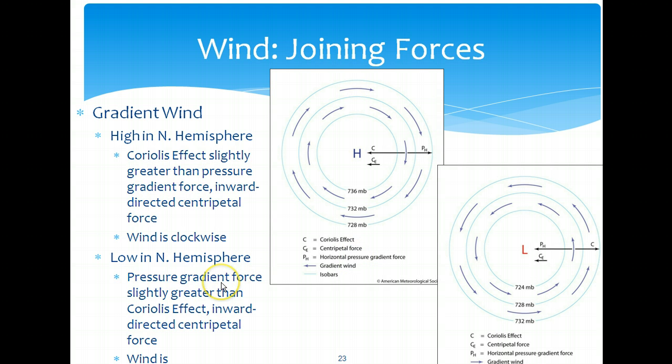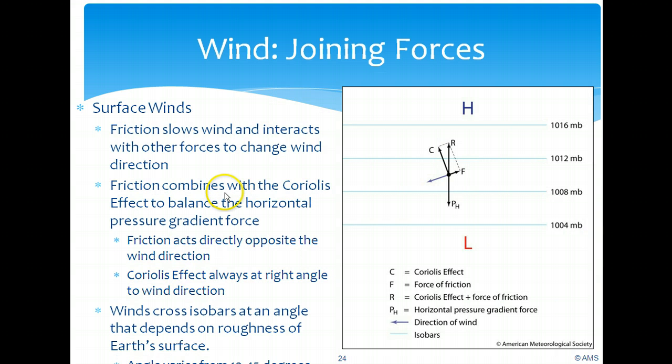A similar diagram in your PowerPoint shows that, viewed from above in the northern hemisphere, the gradient wind blows clockwise and parallel to isobars in the anticyclone, and the gradient wind blows counterclockwise and parallel to isobars in a cyclone. Geostrophic winds and gradient winds are frictionless. That is, they occur at altitudes where friction is limited.